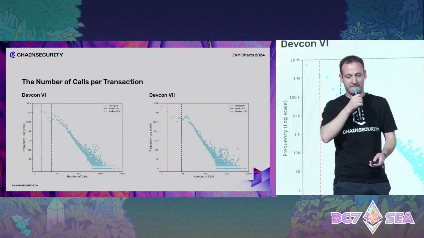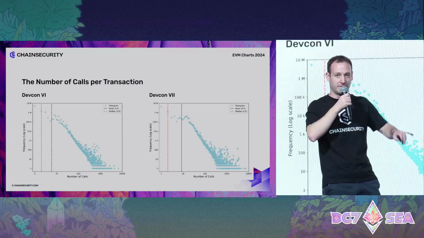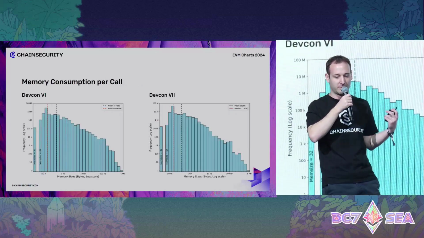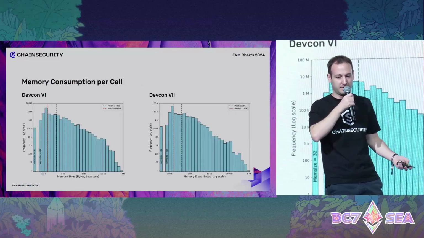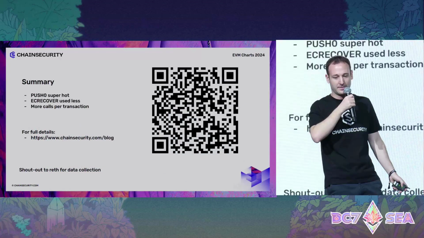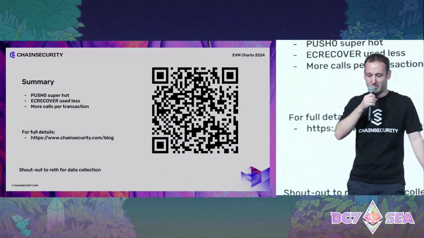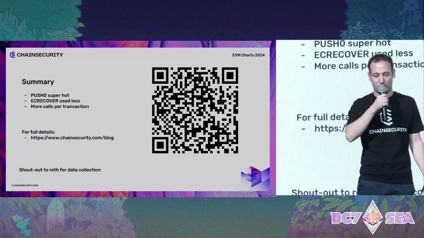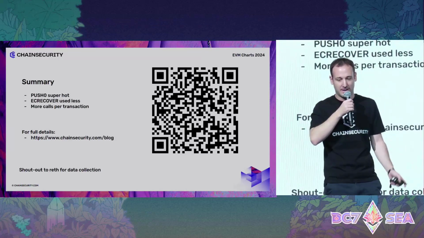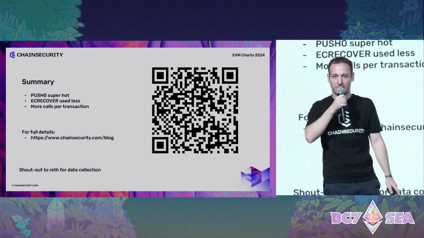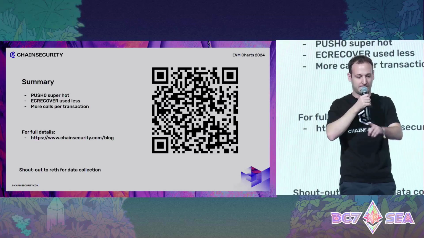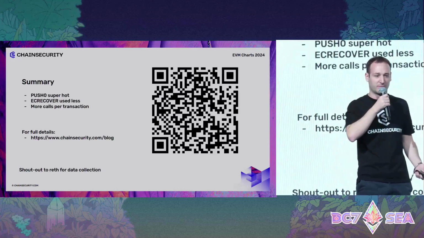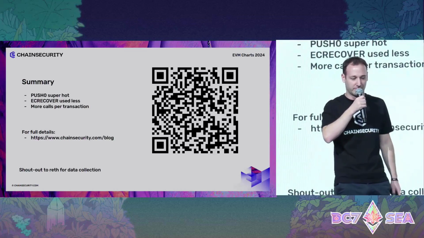Transaction complexity: the number of calls per transaction went up while the memory consumption decreased. So, a super quick summary: push0 is super hot, ecrecover is used less, and there are more calls per transaction. We've prepared a blog post which is not fully ready yet, but will be published soon. It will have a full description of the data, more plots, more results.